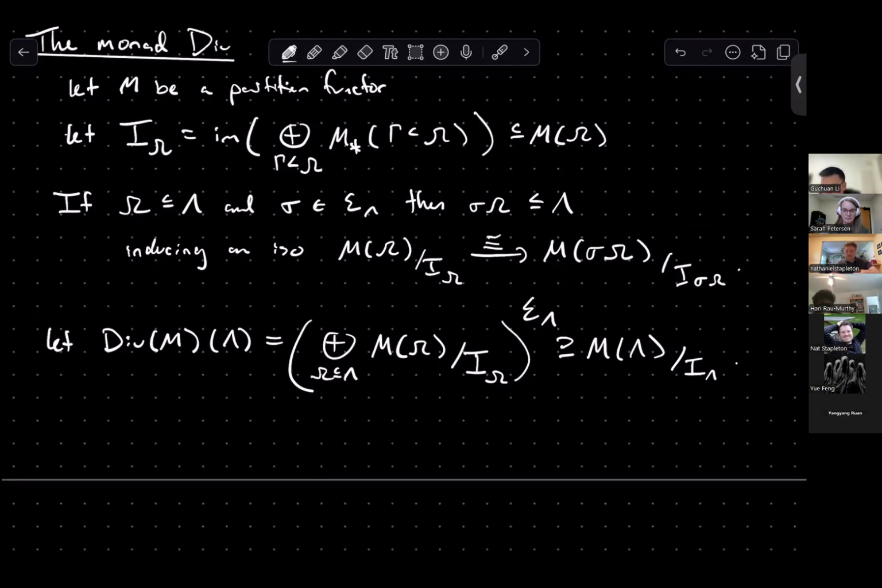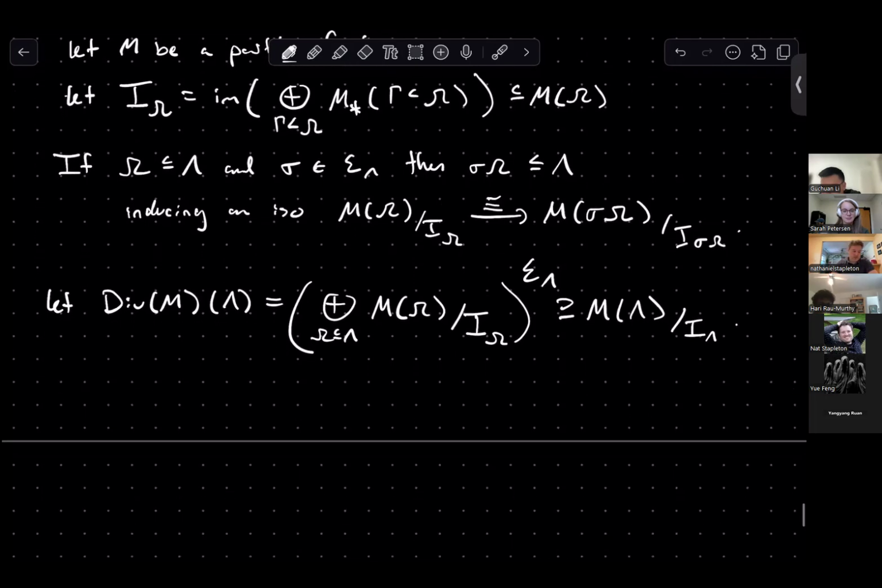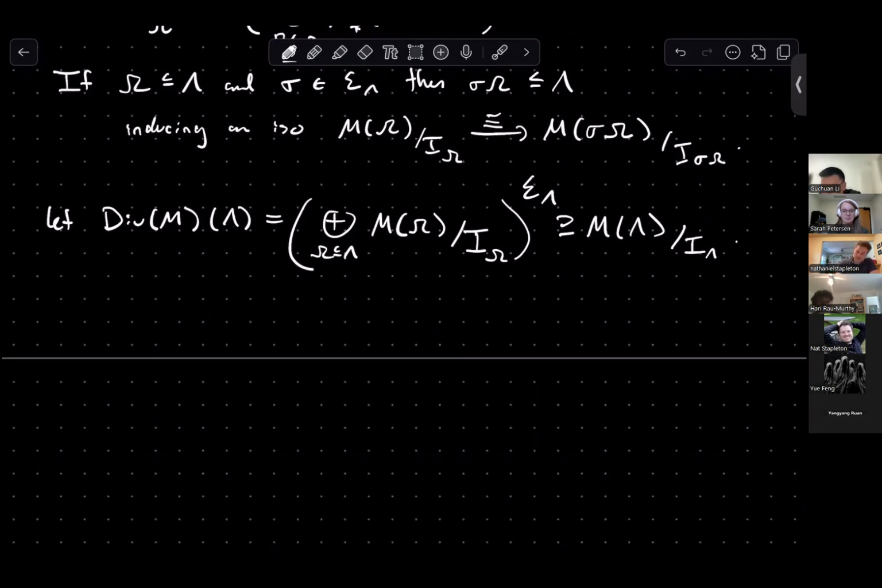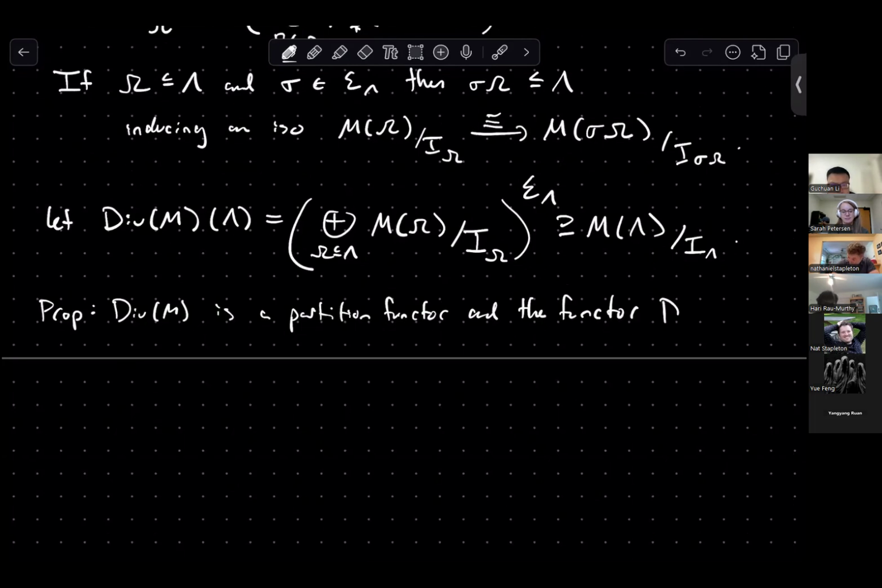So this is some crazy looking thing when you first see it. But this turns out to be a good thing to consider. It turns out that div of M is another partition functor. And in fact, div itself is a functor. And it's more than that, it's a monad.